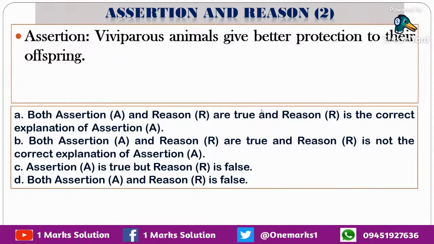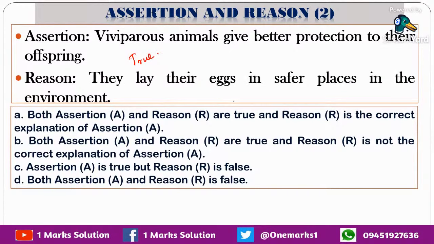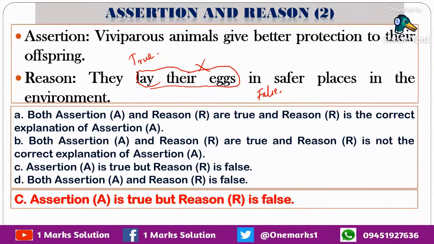Assertion: viviparous animals give better protection to their offspring. Very true, isn't it? It gives better protection. True. Now let us see the next statement. Reason: they lay their eggs in safer places in the environment. Is this statement correct? Viviparous organisms will never lay their eggs. So the second statement is false. So what can be the answer? If A is true and R is wrong, that means, look at these options: assertion A is true, but reason R is wrong. So the answer is C. Okay, let us see the third question.